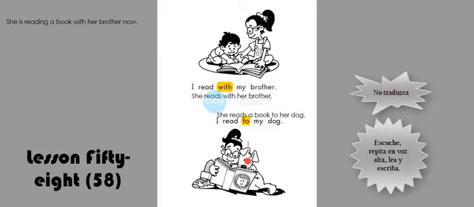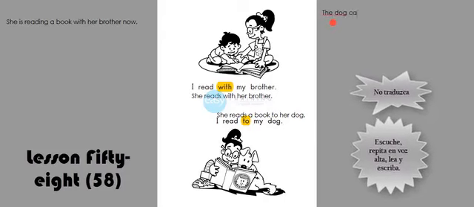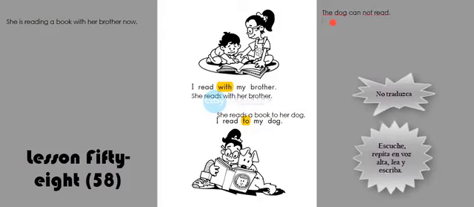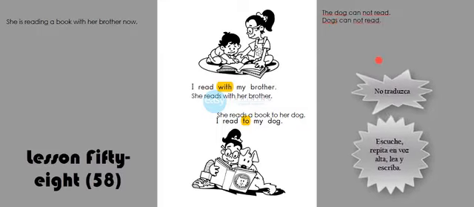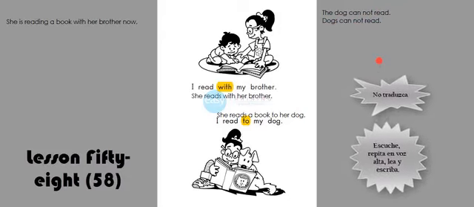This dog cannot read. Let me write it here. The dog cannot read. Dogs cannot read books. Dogs cannot read magazines. Dogs cannot read the newspaper, etc.